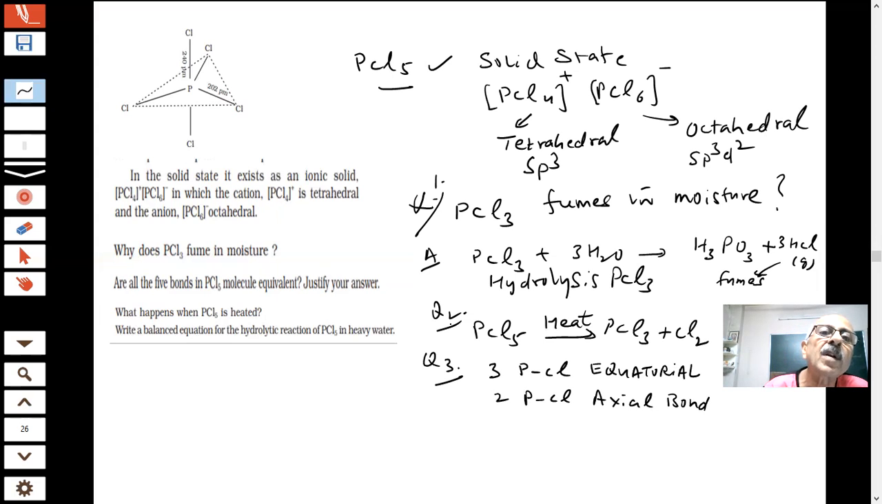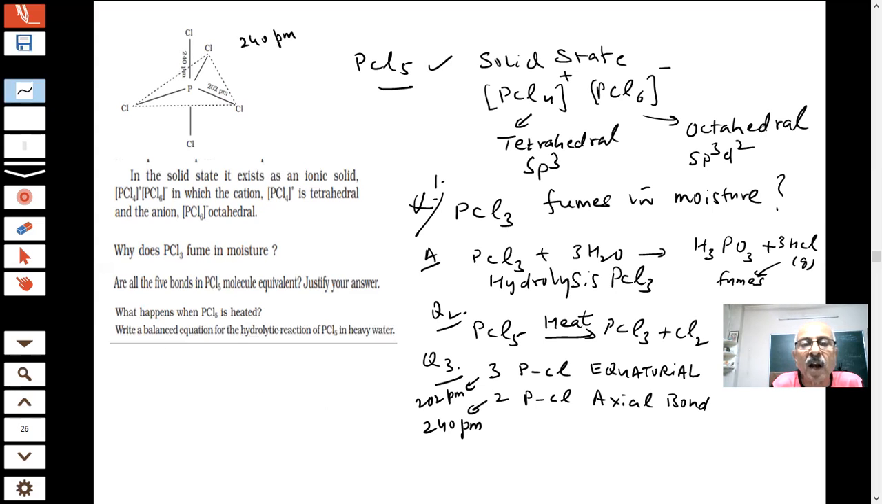The value is given here. This is 240 picometer and this is 202 picometer. Due to greater repulsion between the electrons, the axial bonds are longer.